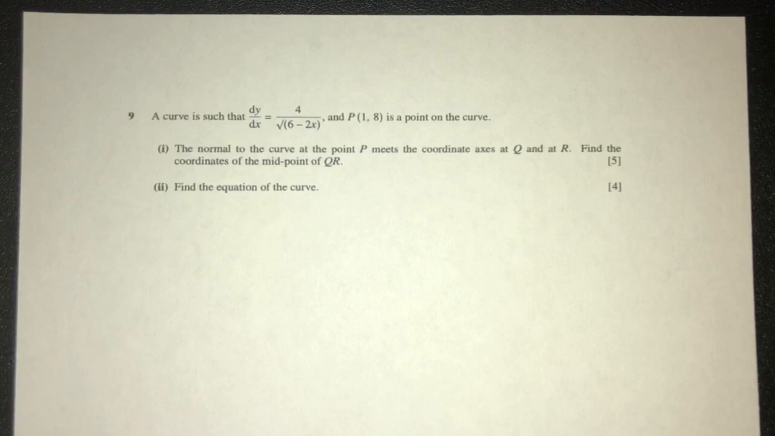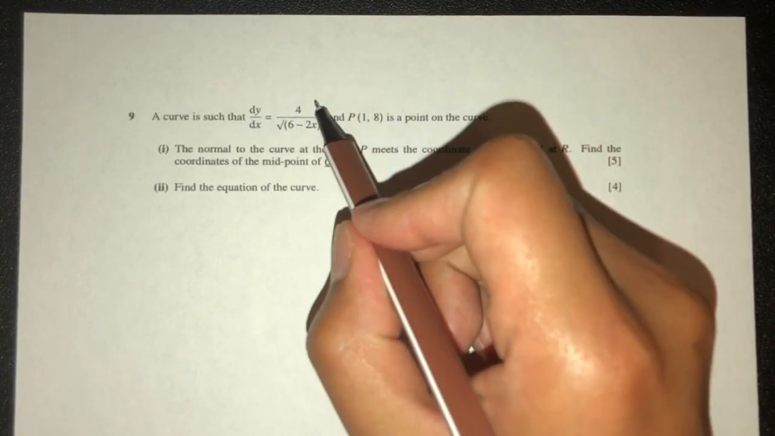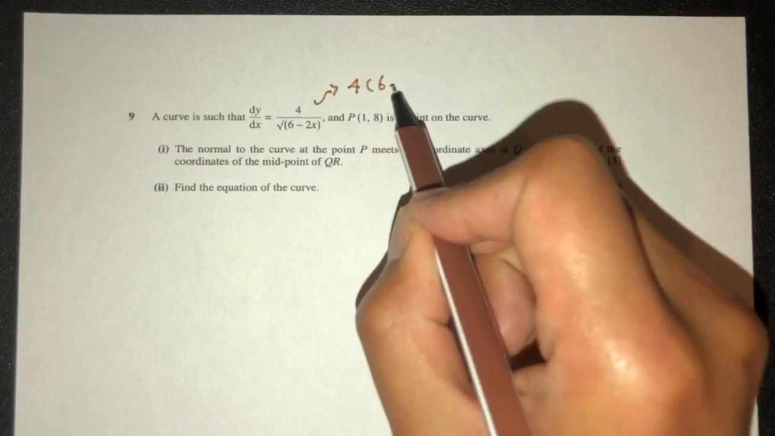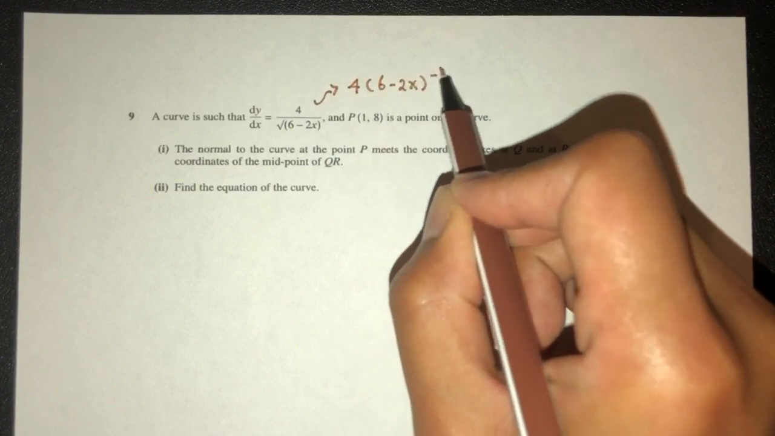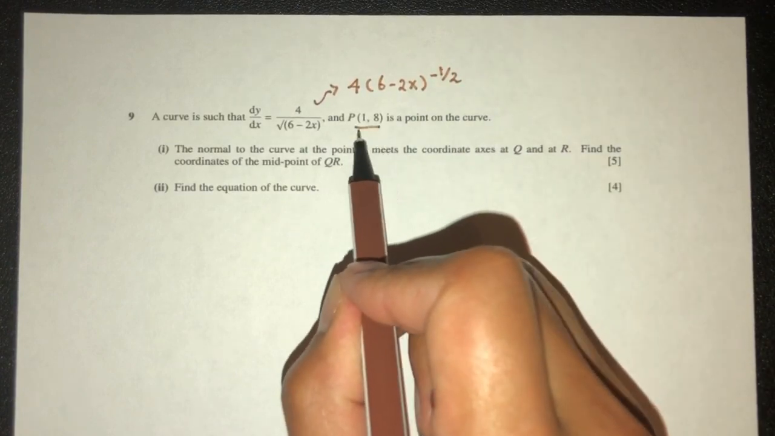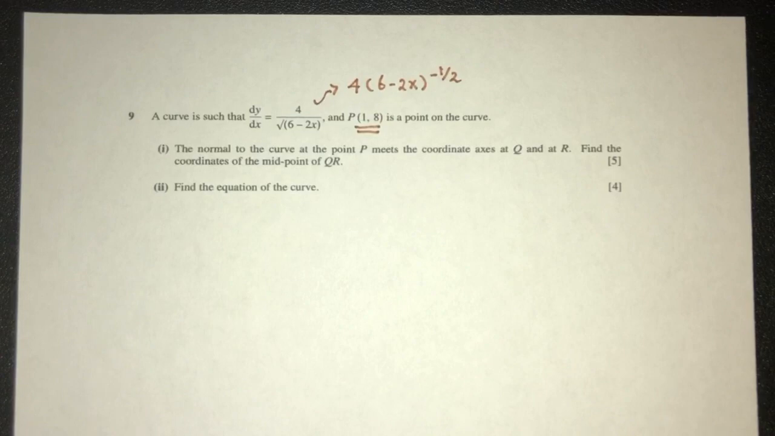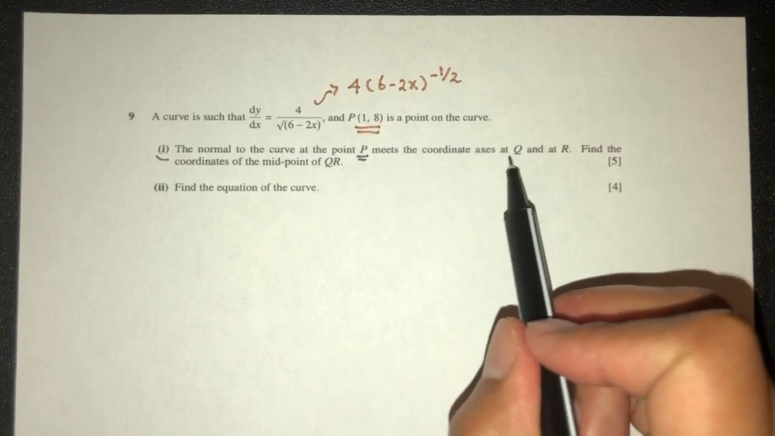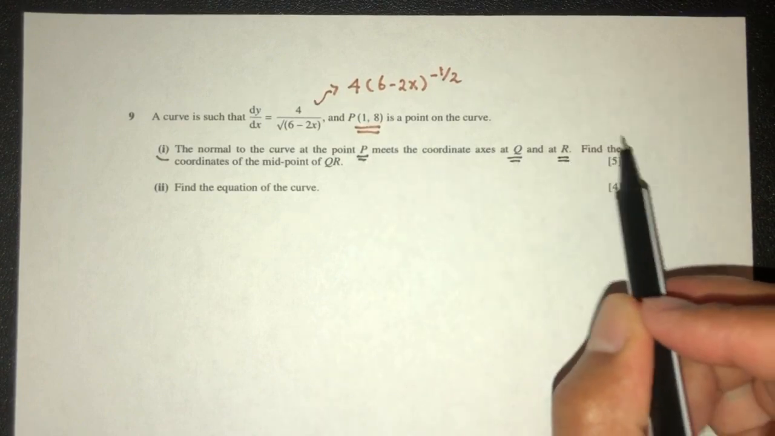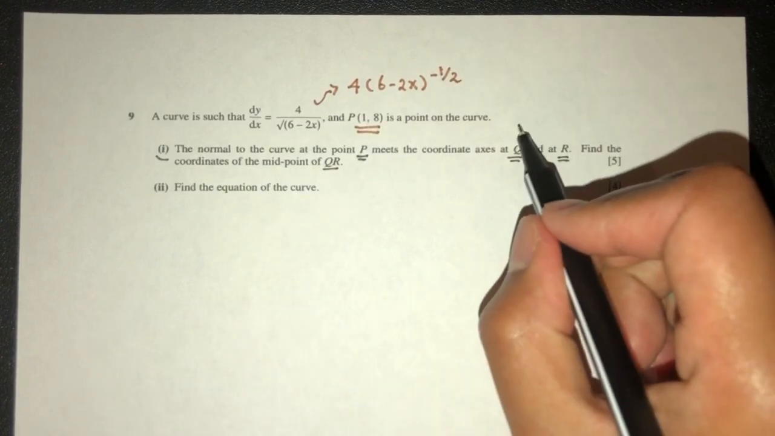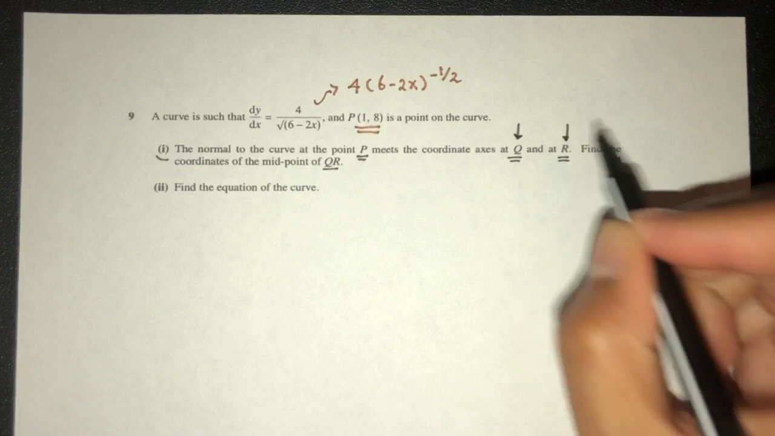A curve is such that dy by dx is given by this. Now the first thing we can do is simply rewrite this as 4 times (6 minus 2x) to the power of minus half. Okay, great. Now P is a point on the curve. Great. Now, part 1. The normal to the curve at the point P meets the axes at Q and R. We have to find the midpoint of QR. So to find the midpoint, obviously, we must first find the point Q and the point R.